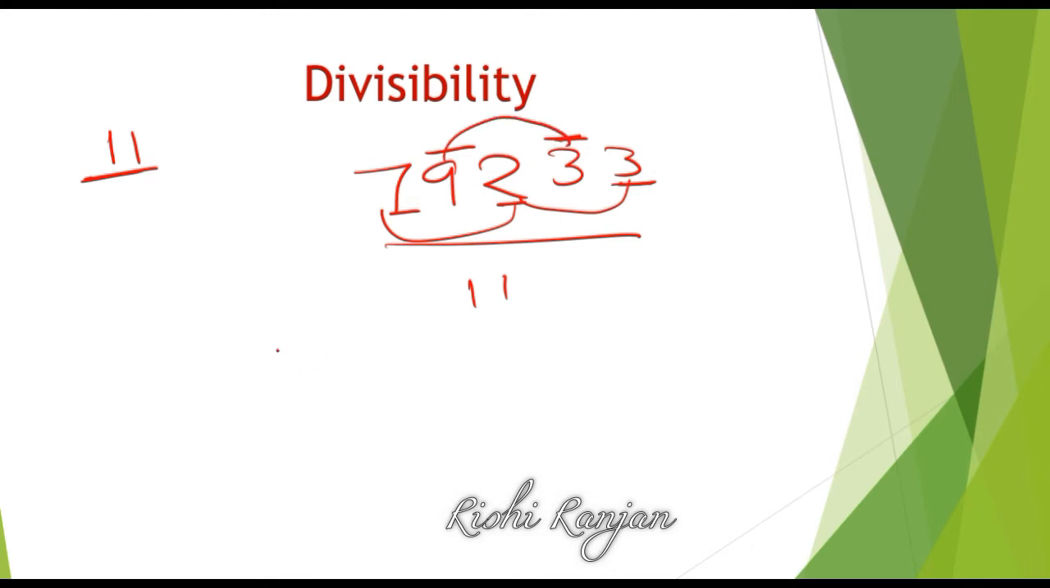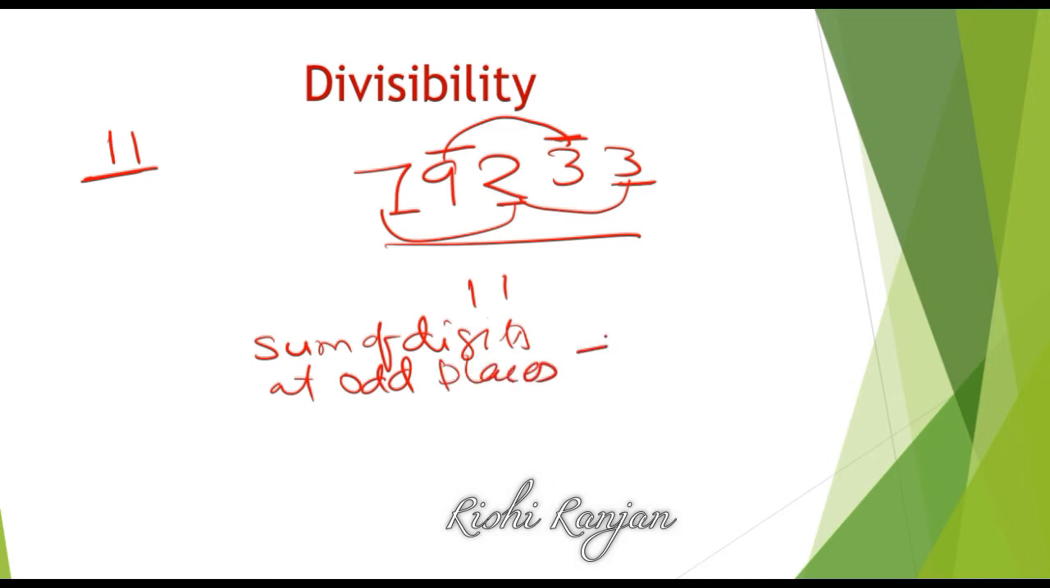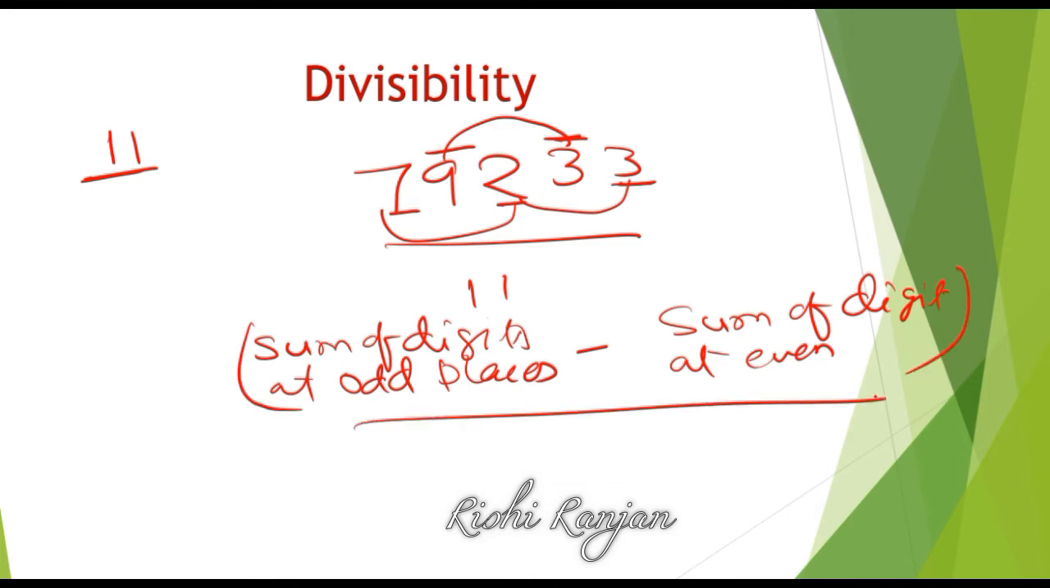So the formula for 11 is the sum of digits at odd places minus the sum of digits at even places. If that difference is divisible by 11, in that case, the number will be divisible by 11. Here, the sum of digits at the odd places is 3 plus 2, 5 plus 7, 12. Minus 3 plus 9, 12. 12 minus 12, that is 0.